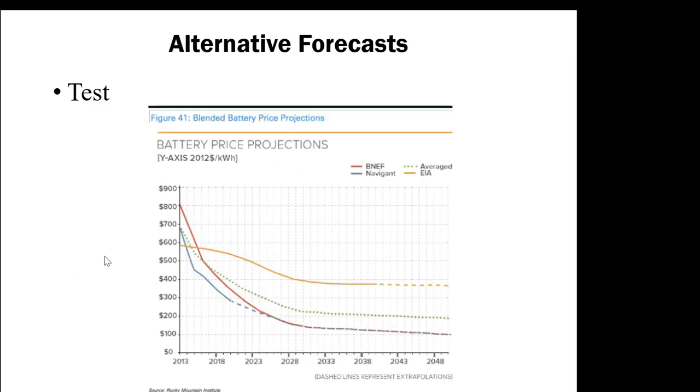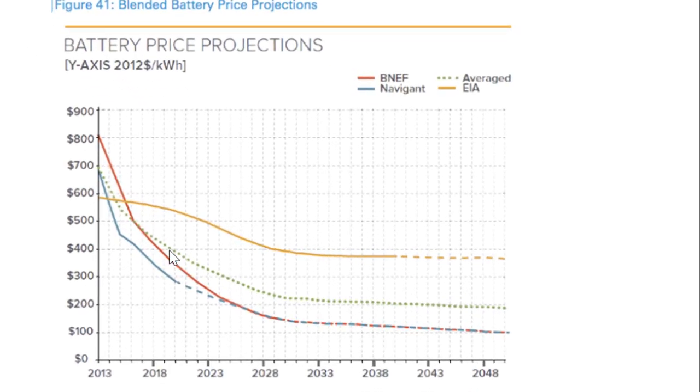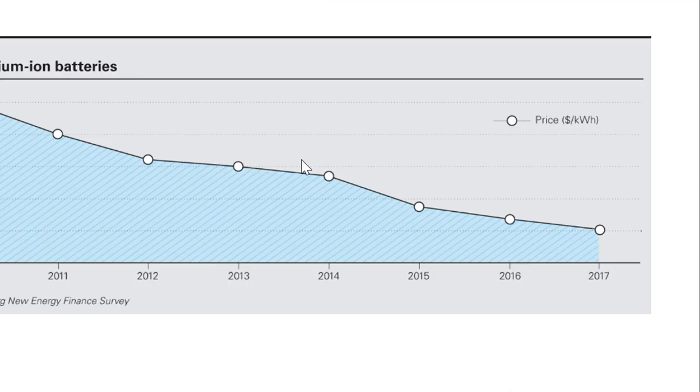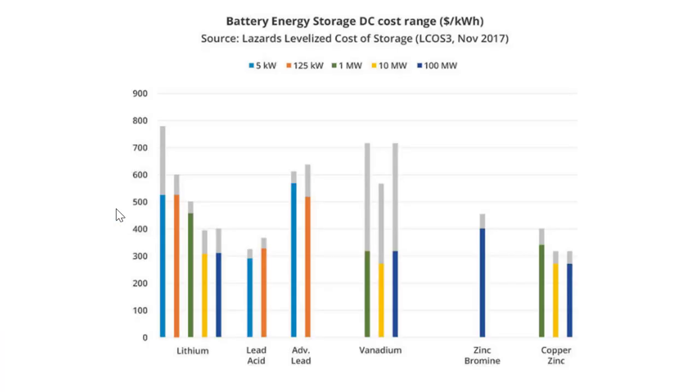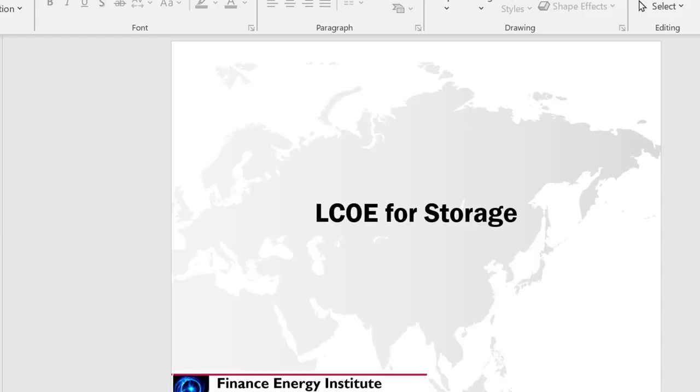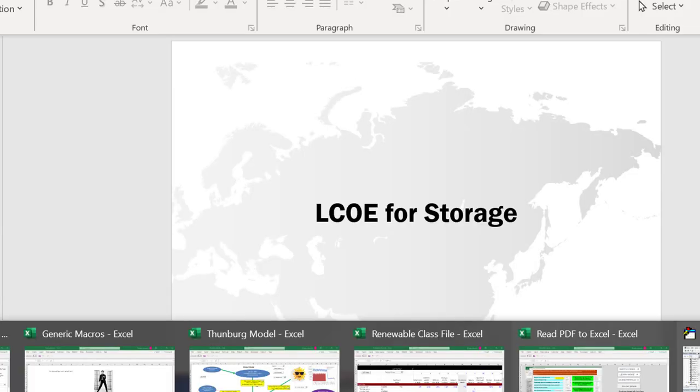Here's another battery cost projection. We're supposed to be around here, and this says blended battery price projections, whatever that means. So the EIA comes in at the top as usual and says the battery's never going to get below 400, and other people say it's going to get down to 100. So that's what we're going to do an analysis of. Here's another one that says the battery cost is now about 200. Okay, so let's put this all together.